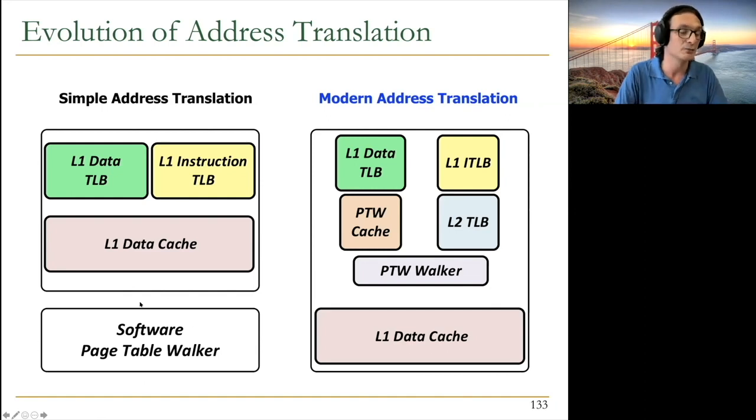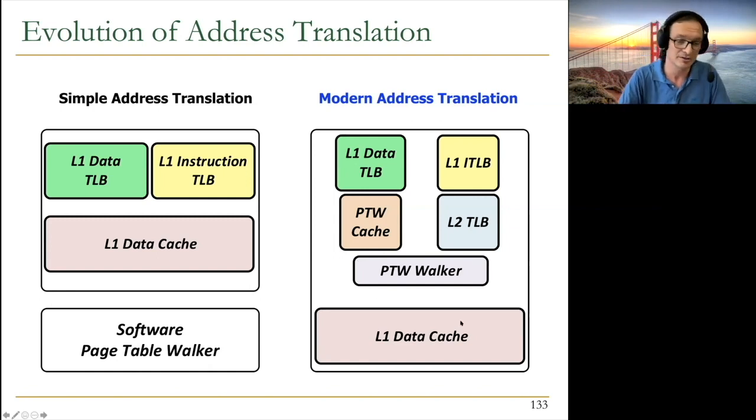And then there's a software page table walker like MIPS. Modern address translation is much more complicated. Modern MMU, you can think of this as MMU. You have L1 and L2 ITLBs, L1 data TLB, L2 TLB, page table walker hardware, page table walker cache to cache the middle levels of the page tables, multi-level page table. So there's a lot that goes on.